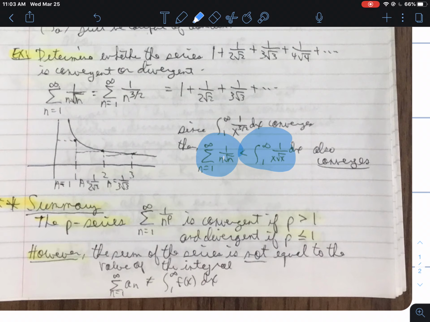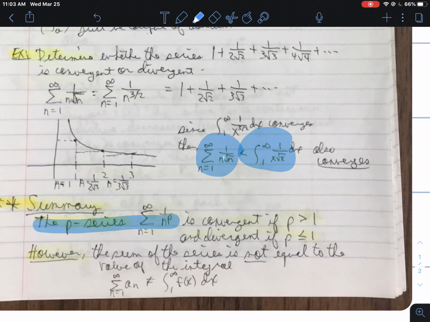Summary. Call these p series. The sum as n goes from 1 to infinity of 1 over n to the p. This is a convergent series if p is greater than 1, divergent if p is less than or equal to 1. Right, so this is going to be a special type of series. Call this a p series.